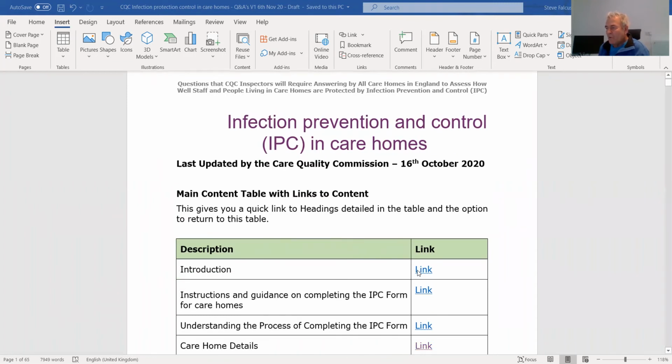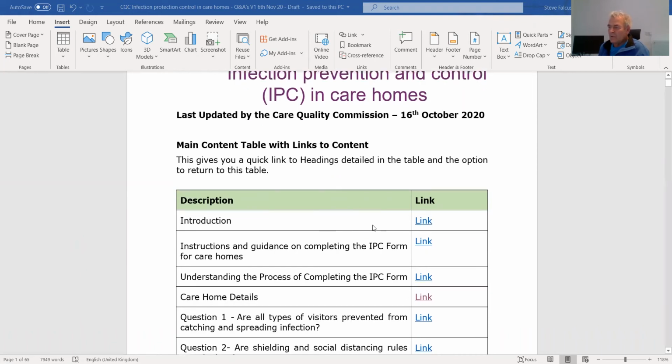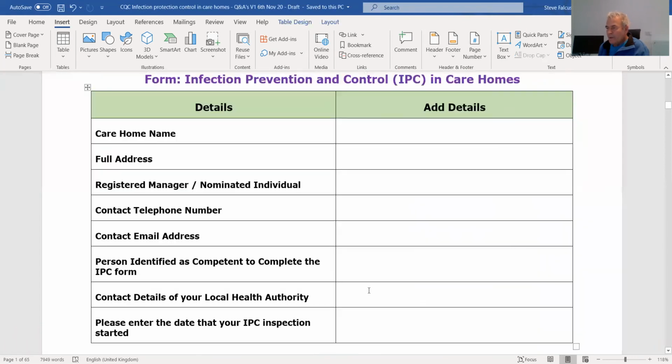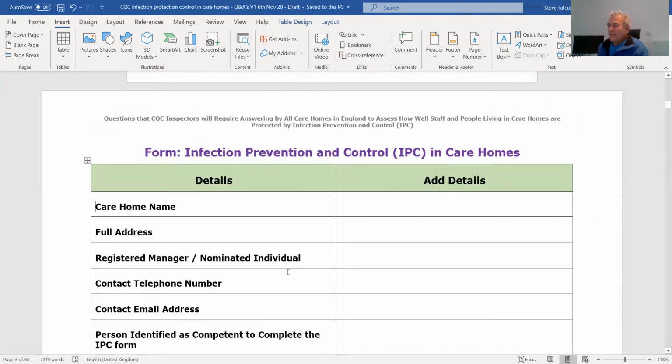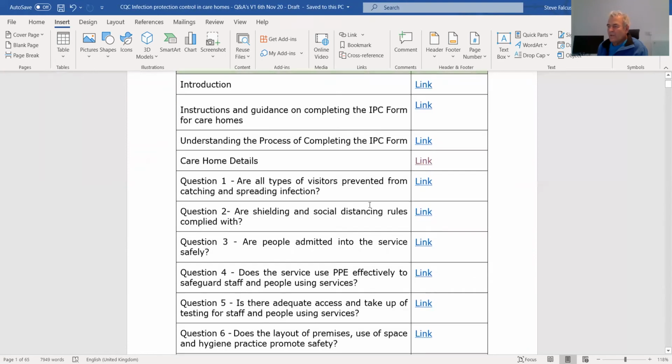So if I could run through the form quickly with you. This is a very interactive form, simple to use. One click will take you to any parts of the document, which is controlled from the main content table. So it's self-explanatory. First of all, we'll go into the infection prevention in care homes, the care details. So basically, fill out this part of the form first.